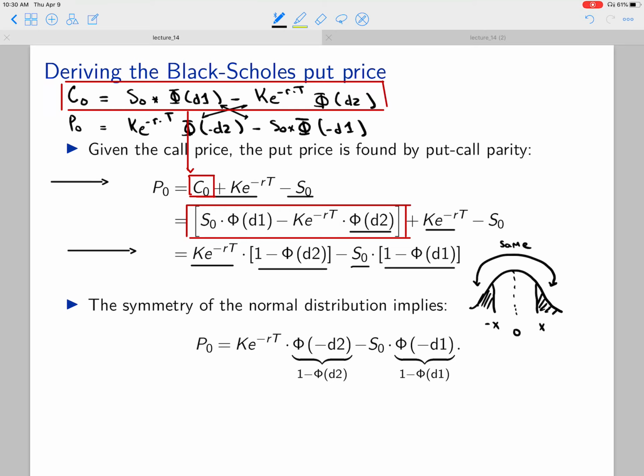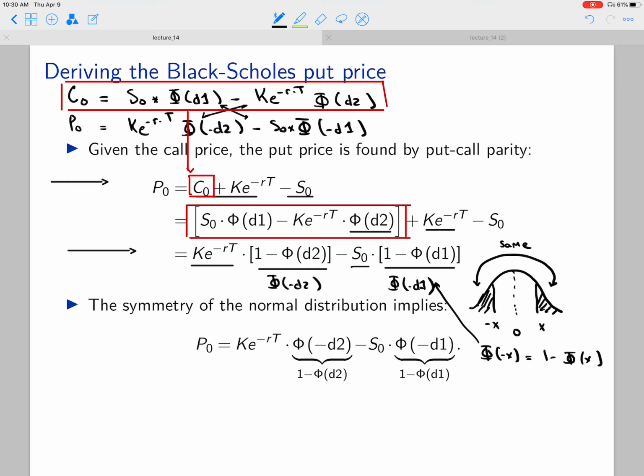Mathematically, what that means is the area to the left of negative x is just equal to Φ of negative x. This is just a CDF formula. The area to the right of x is 1 minus Φ of x, if you remember your stats 101. And so what we can do is we can take this and we can plug it in to these two over here. So 1 minus Φ of d2, by the symmetry property of the normal distribution, is just Φ of negative d2. 1 minus Φ of d1 is just Φ of negative d1.